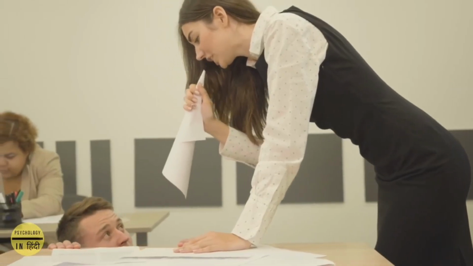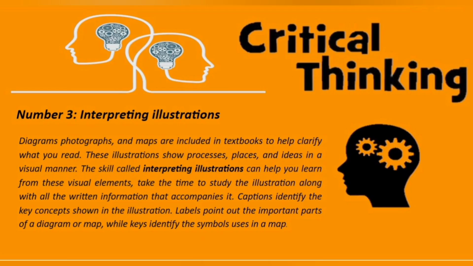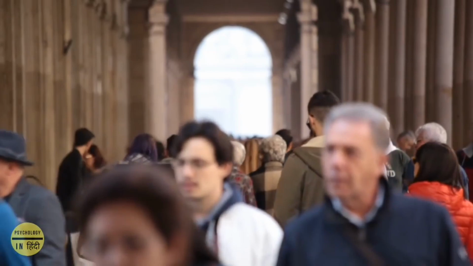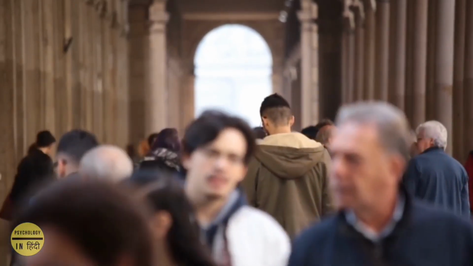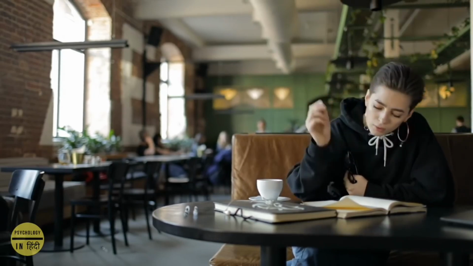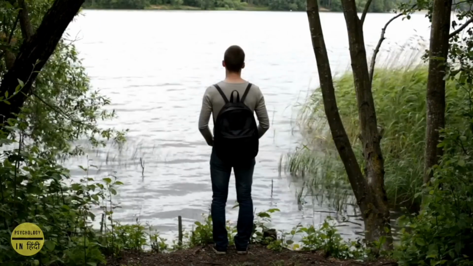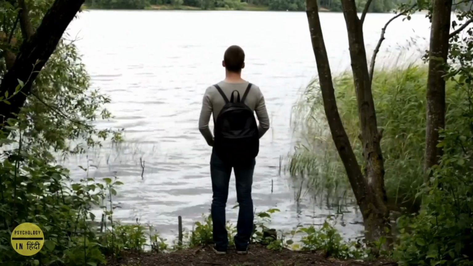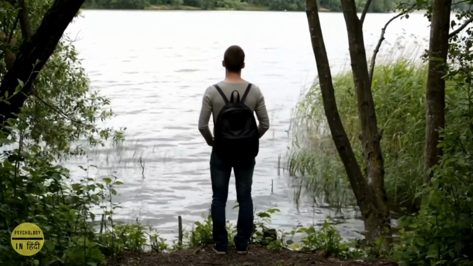Number 3. Interpreting illustrations. Diagrams, photographs, and maps are included in textbooks to help clarify what you read. These illustrations show processes, places, and ideas in a visual manner. The skill called interpreting illustrations can help you learn from these visual elements. Take the time to study the illustration along with all the written information that accompanies it. Captions identify the key concepts shown in the illustration. Labels point out the important parts of a diagram or map, while keys identify the symbols used in a map.